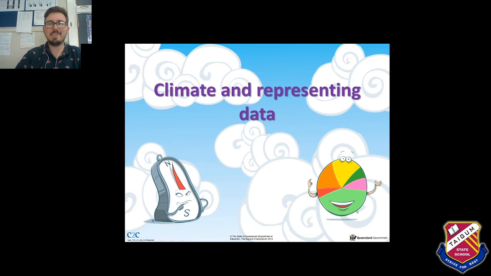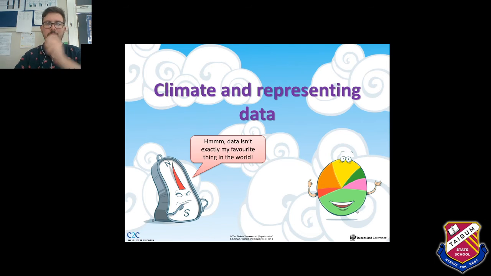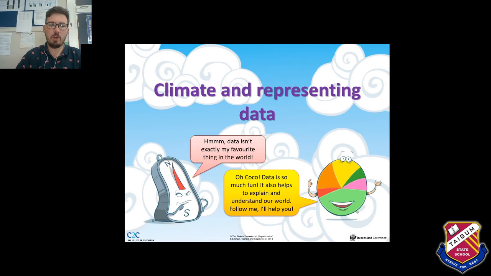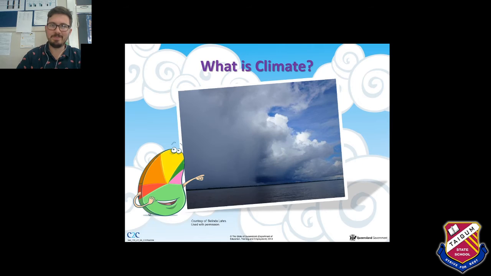Climate and representing data. Data isn't exactly my favourite thing in the world. Oh, Coco, data is so much fun. It also helps us to explain and understand our world. Follow me, I'll help you.